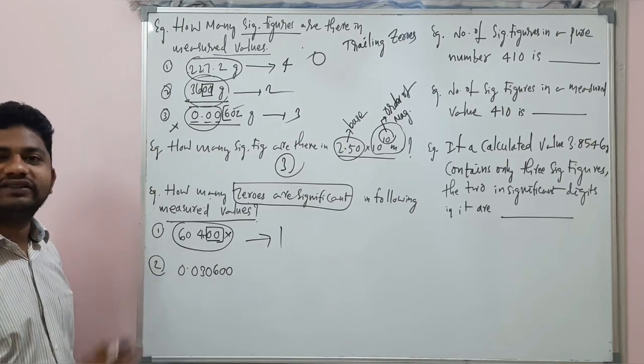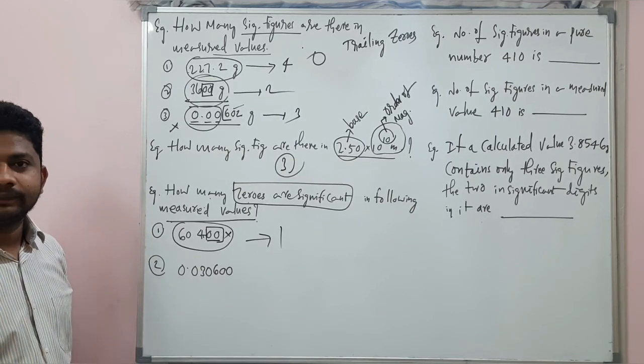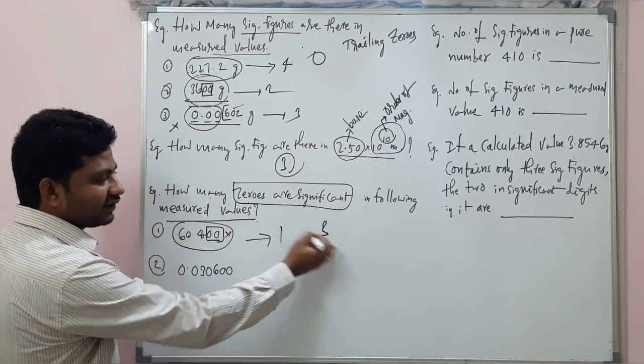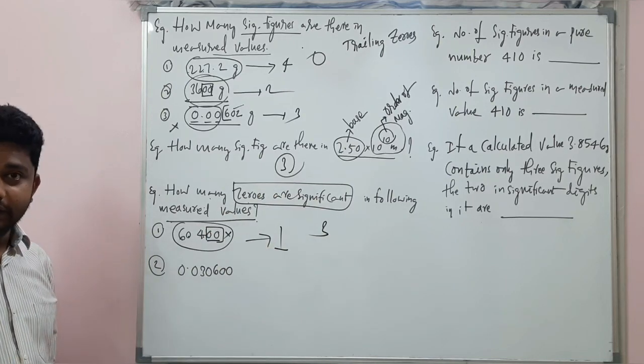How many significant figures are here? Find out. 1, 2, 3. Three significant figures. But 1, 0 is significant out of that. Clear?